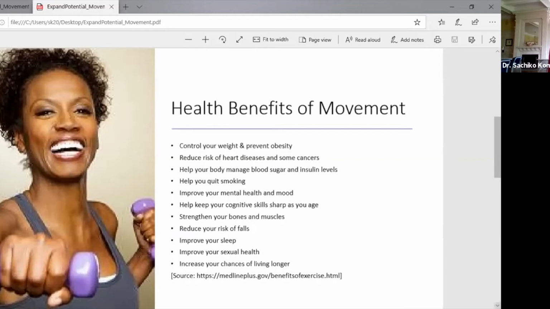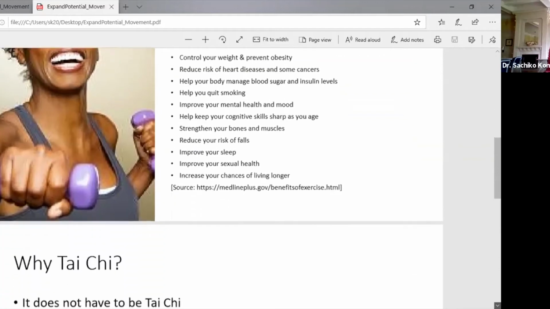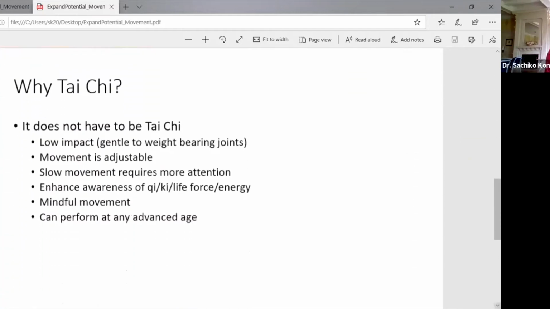Moving also helps reduce your risk of falls in terms of balance, improves your sleep, improves your sexual health, and increases your chances of living longer. And not just living longer, living healthy. So if we have a medicine or a pill that put exercise and physical activity into a pill, that's going to be not a $1 million, it's a $1 trillion investment.